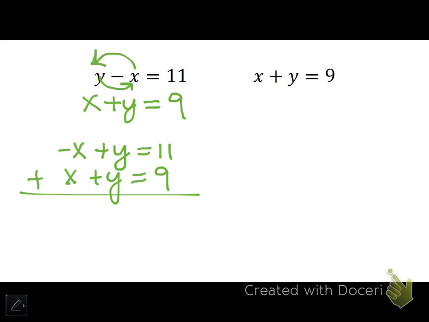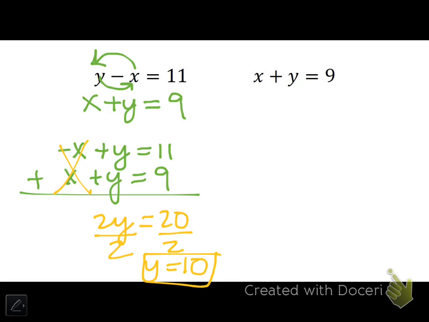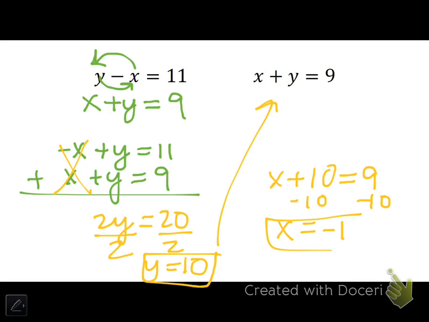Okay, now it looks like our x's will cancel because one's negative and one's positive. So y plus y is 2y. 11 plus 9 is 20. So y should equal 10. Let's go ahead and plug it back in. Let's try this one. Subtract 10 from both sides. X should equal -1.